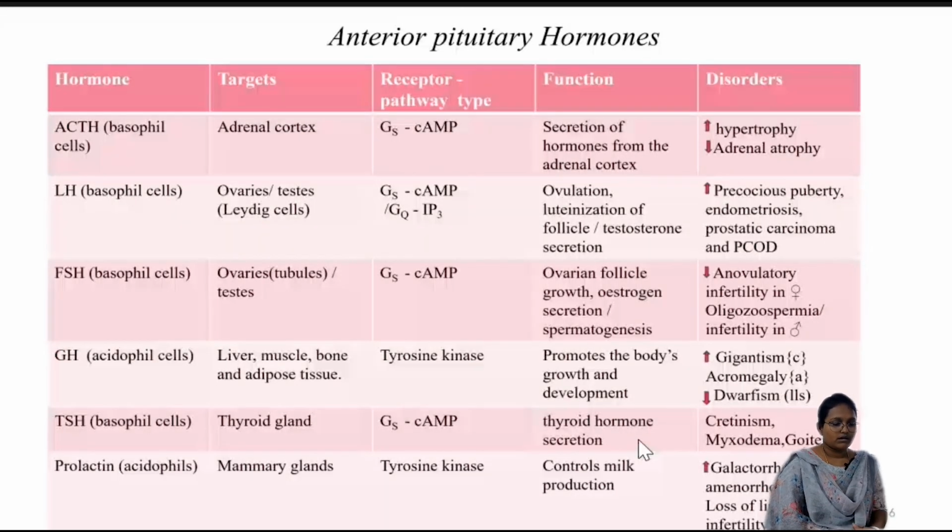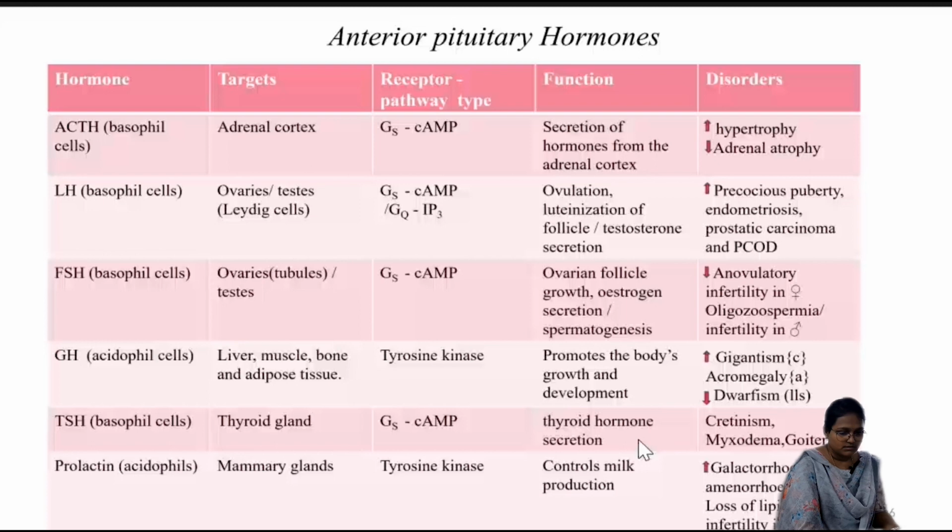Coming to hypersecretion of adrenocorticotropic hormone, hypertrophy is seen. Hypertrophy means enlargement of glands, and when there is hyposecretion of adrenocorticotropic hormone, adrenal atrophy is seen. Atrophy means degeneration of the gland.